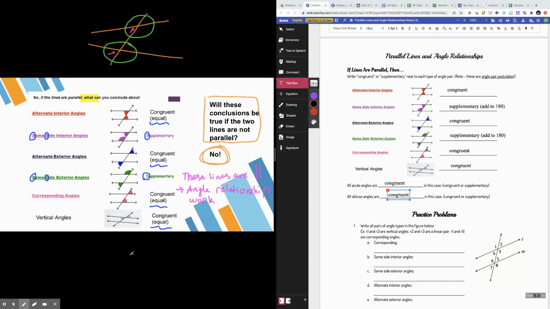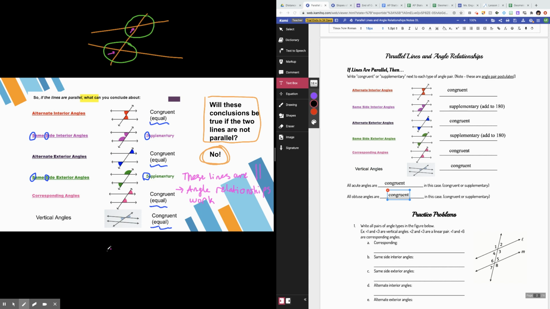So you can start with the fact that the lines are parallel, and then you'll know all of these angle relationships hold up. Or you can be given two angles and show that the angle relationship is there. And if you know the angle relationship works, then that means the lines must be parallel. So it goes both ways.